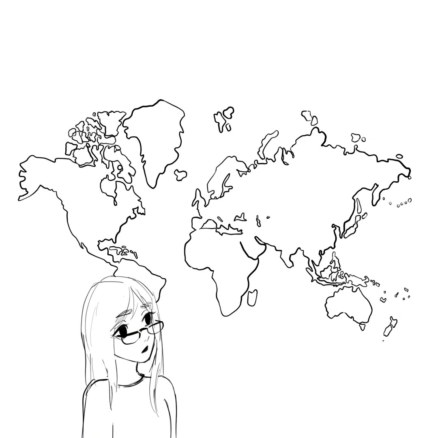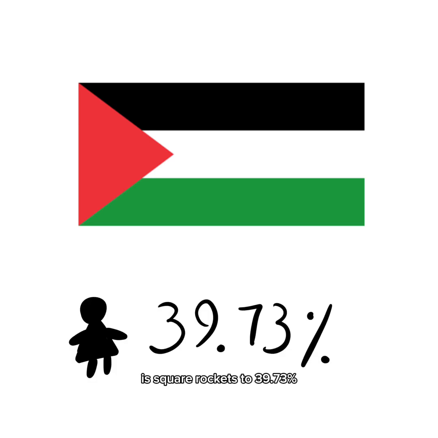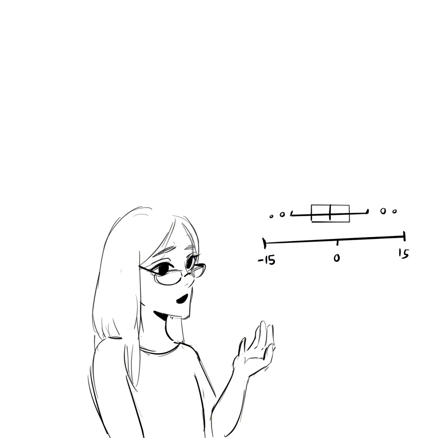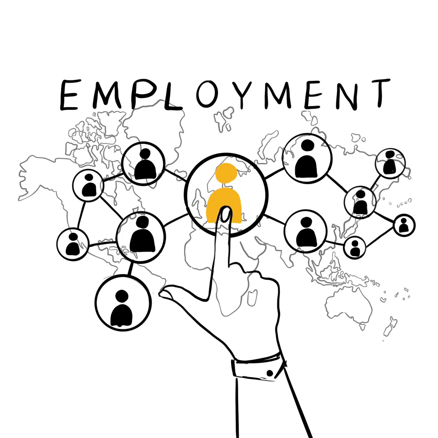Diverse unemployment rates across countries create a spectrum of data. Take Palestine, for example, where the female unemployment rate skyrockets to 39.73%, creating a visible outlier in our data. These differences contribute to the outliers we observe, painting a vivid picture of the global employment landscape.